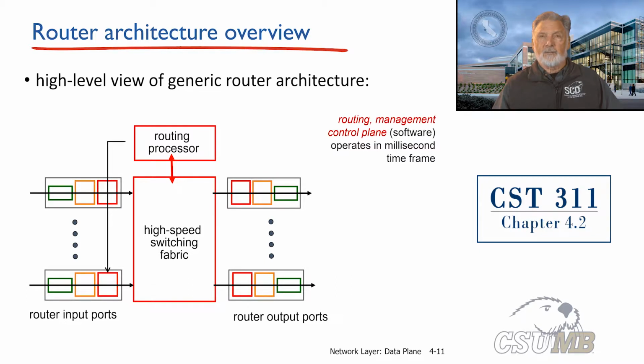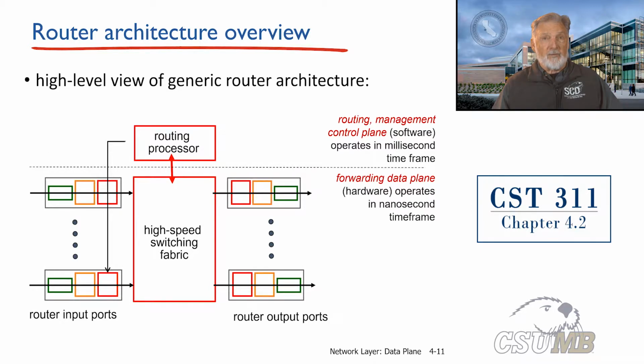In this slide, we see that the routing function, which is in the control plane, is implemented in software. The forwarding function in modern routers, which is in the data plane, is executed in hardware and is implemented via the switching fabric. Note the time scale at which each function operates. The forwarding function operates at speeds 2 to 3 orders of magnitude faster than the routing function.